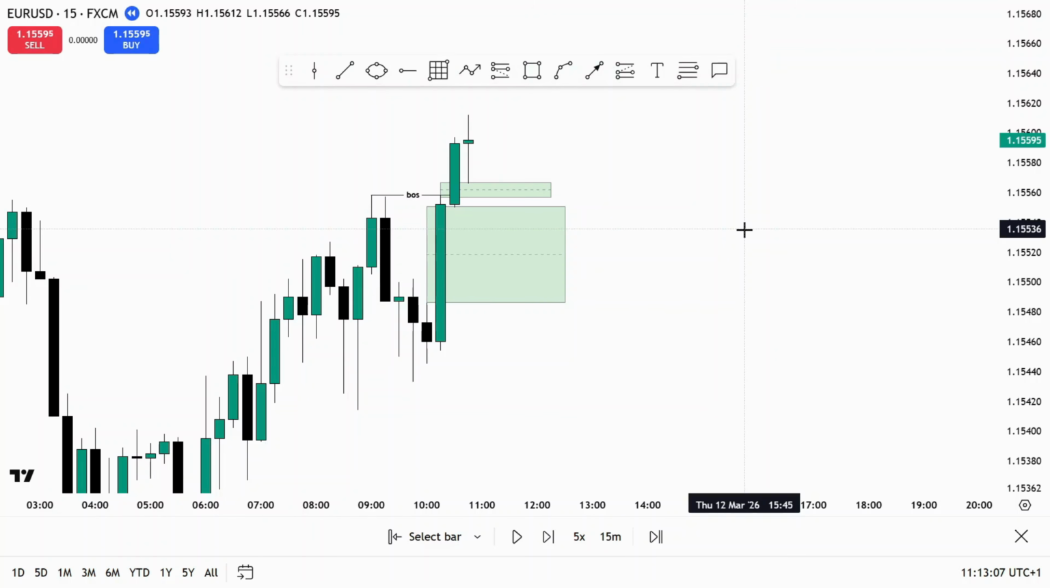So this one happened on the 12th of March. And as usual, we first have a break of structure to the upside. Then price left behind 2 bullish fair value gaps. So we'll be waiting for price to come back into one of these fair value gaps before we can then start looking to go down to the lower time frame to get an entry confirmation. So let's play price forward.